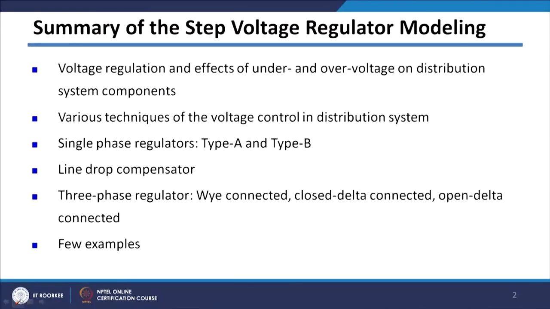First we have seen Y connected, then closed delta connected, then open delta connected 3-phase regulators. And to understand it better, we have seen a few examples, one example on a single phase regulator, another example on a 3-phase open delta kind of regulator. Now, let us start with load models.